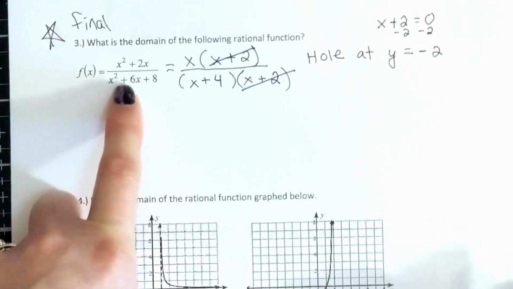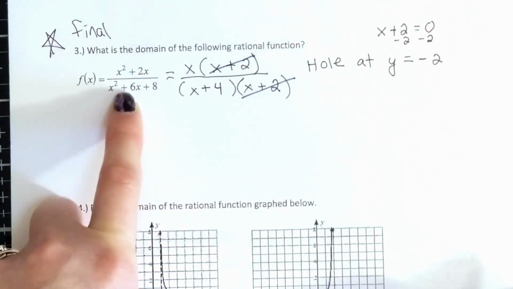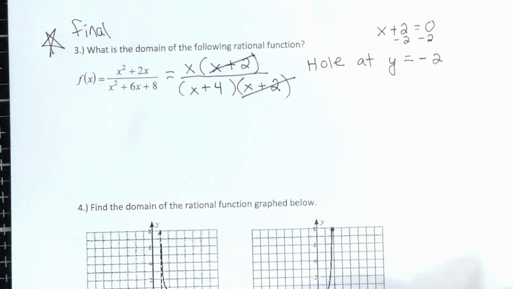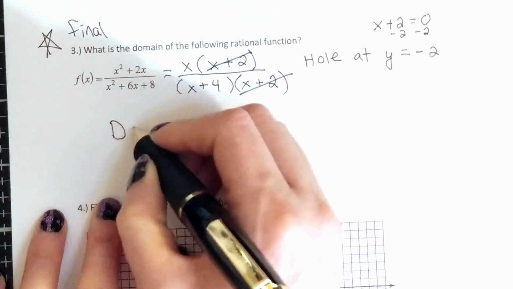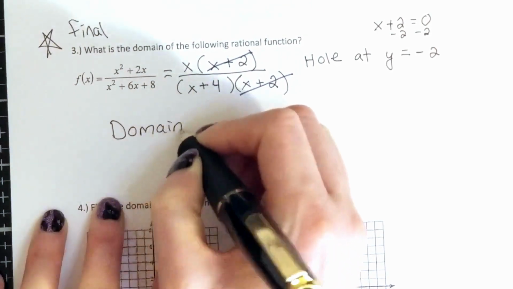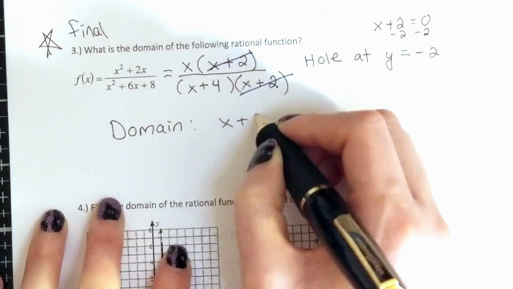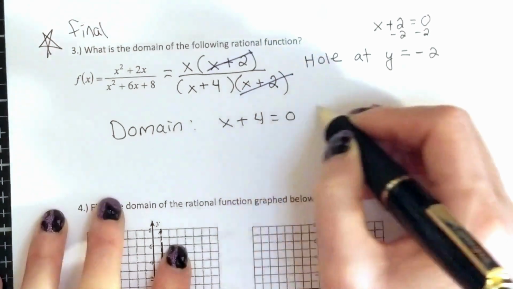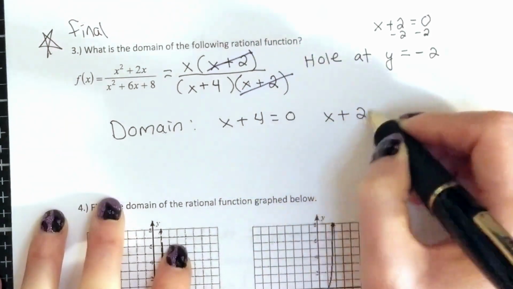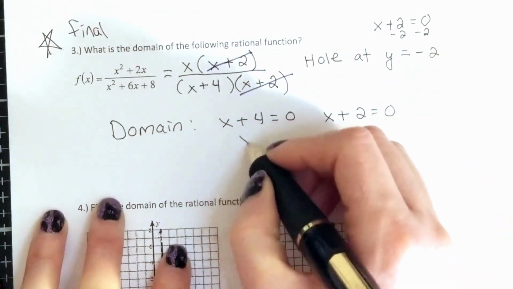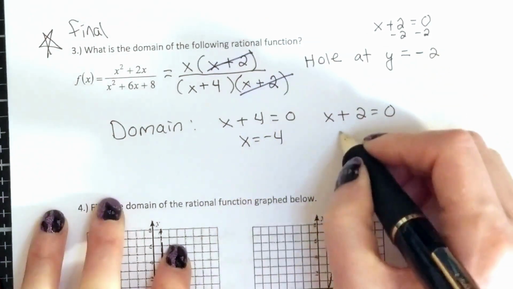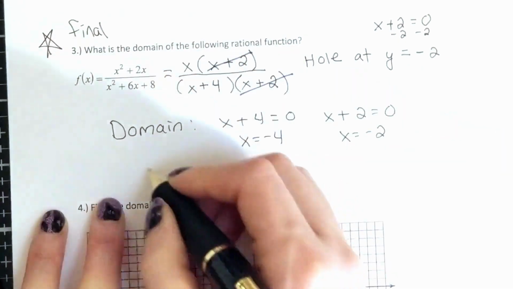So the hole is at negative 2. Now, since there is a hole in your graph right there, it will be excluded from the domain also. So your domain is you set both of those pieces equal to 0 on the denominator, including the one you canceled out. Because it's a hole, you have to exclude it. So this would be negative 4. That would be negative 2.